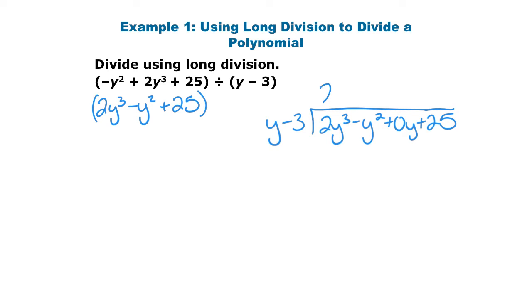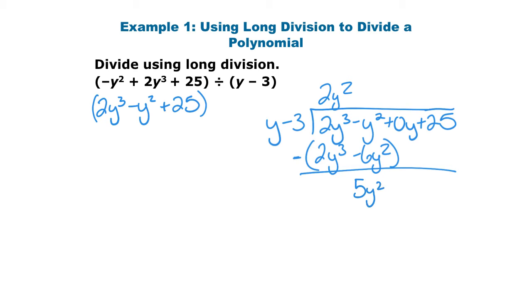Okay, so now I have 2y squared up here because 2y squared times y is going to be 2y to the third. And then I'm going to take that times -3 and I'll get -6y squared. I'm going to subtract all of that. And so I have no more y to the thirds. Here I have -y squared minus a negative. So that's just like adding 6y. So that would be 5y squared. Everything else we bring down.